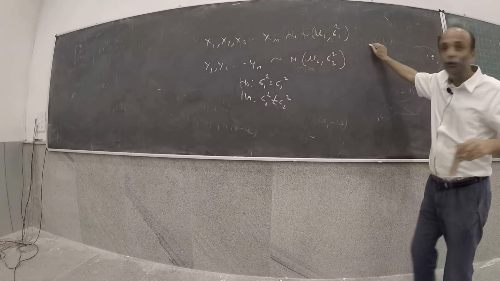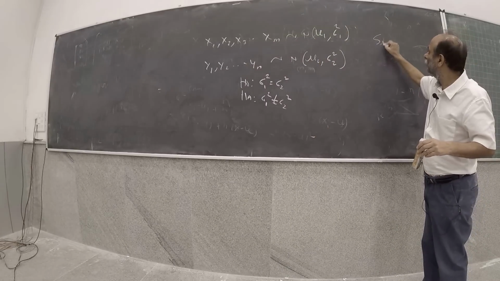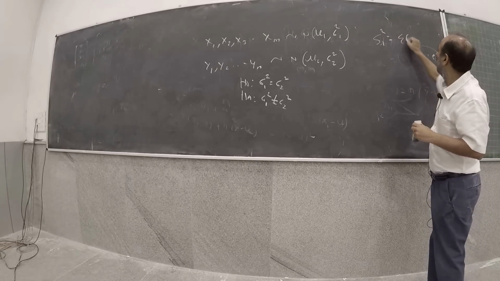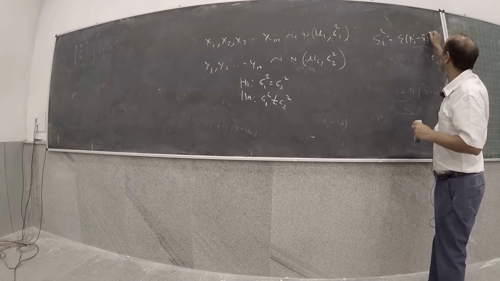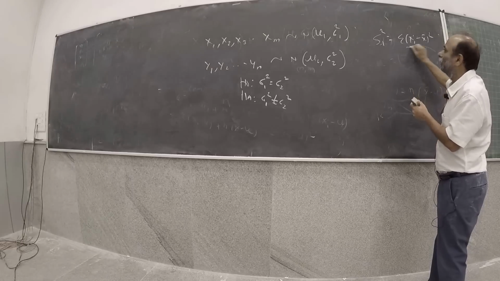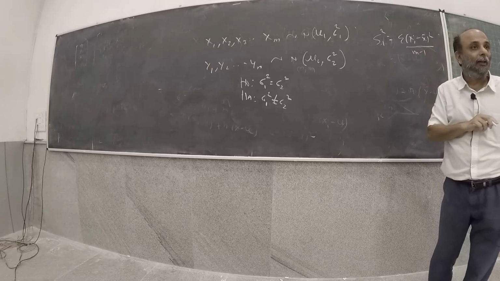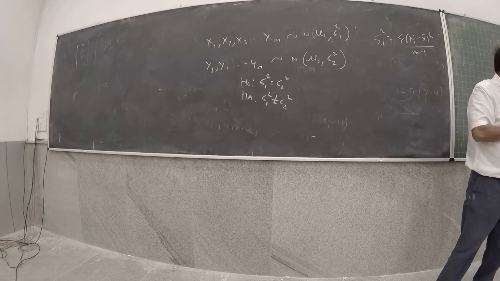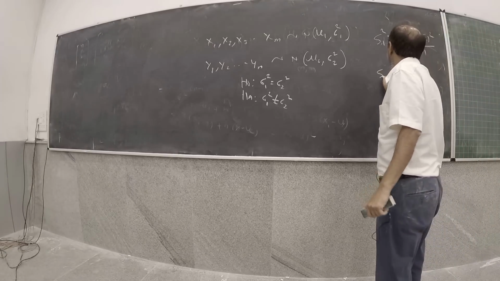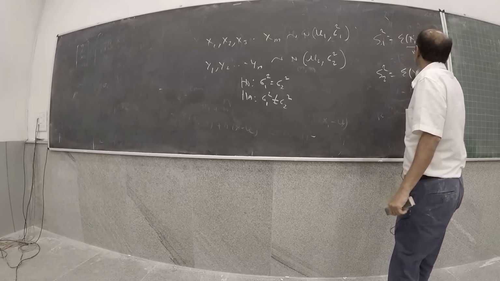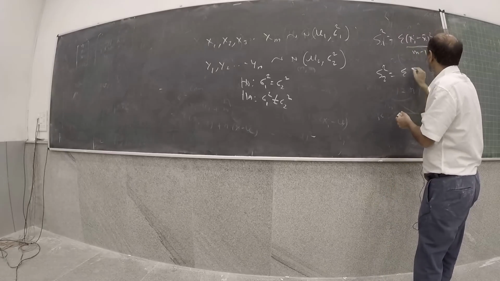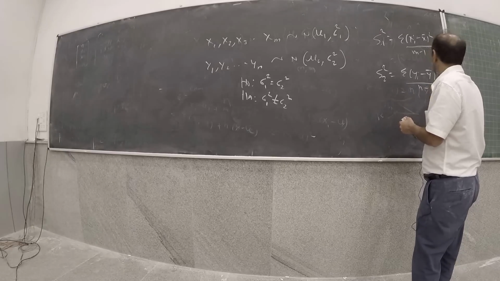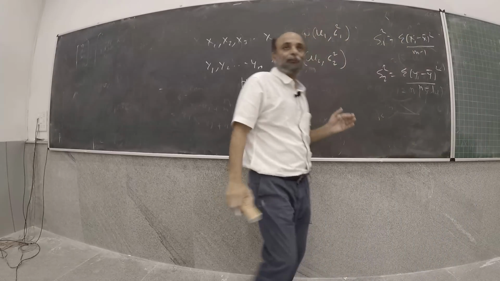From the first, I know that if I write S1 square as summation (xi minus x bar) square upon m minus 1, that is the sample variance from the first sample. Let S2 square be summation (yi minus y bar) square upon n minus 1.